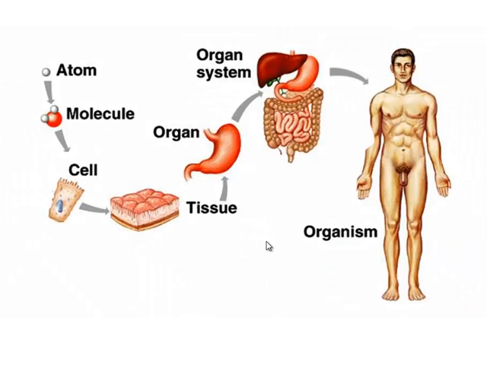So before we dive into the circulatory system, remember that a system is composed of different organs working together, and different organs are composed of different tissues working together, and tissues are composed of different cells working together. And we're going to see examples of specialized cells, tissues, and organs within the circulatory system.